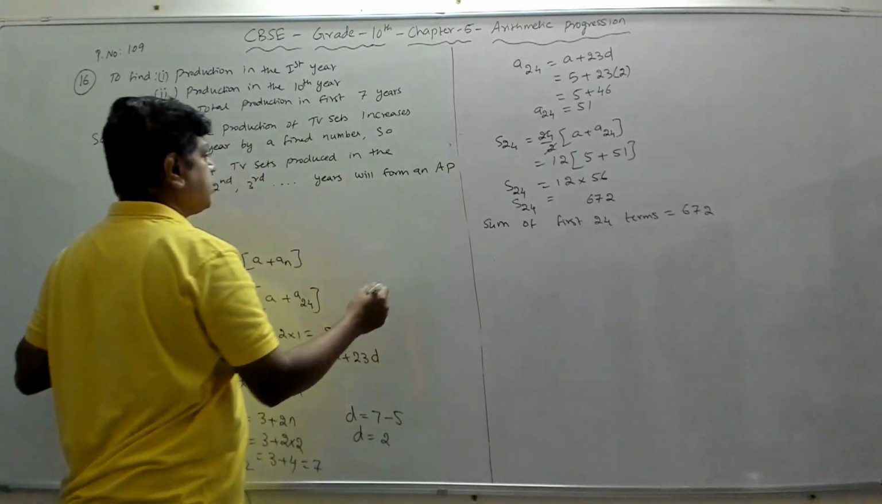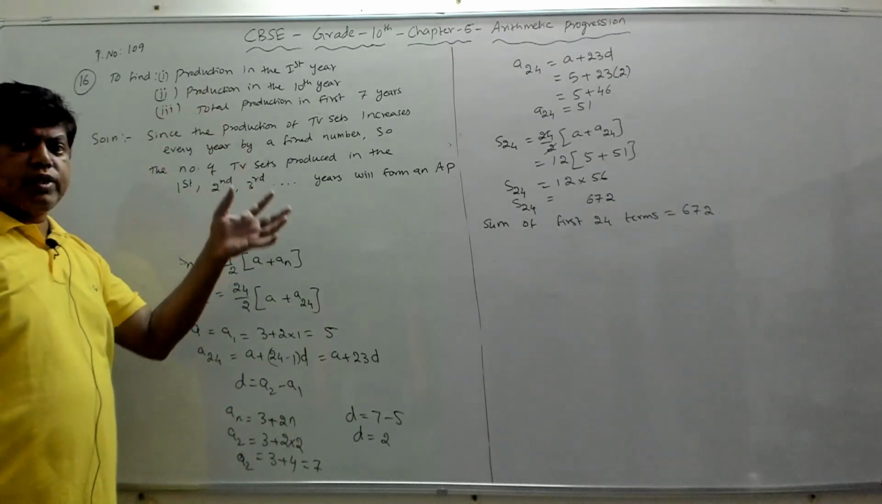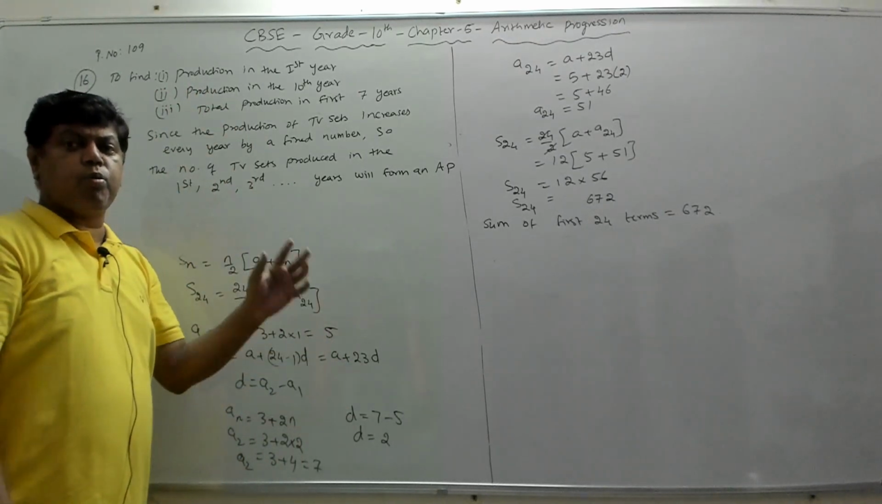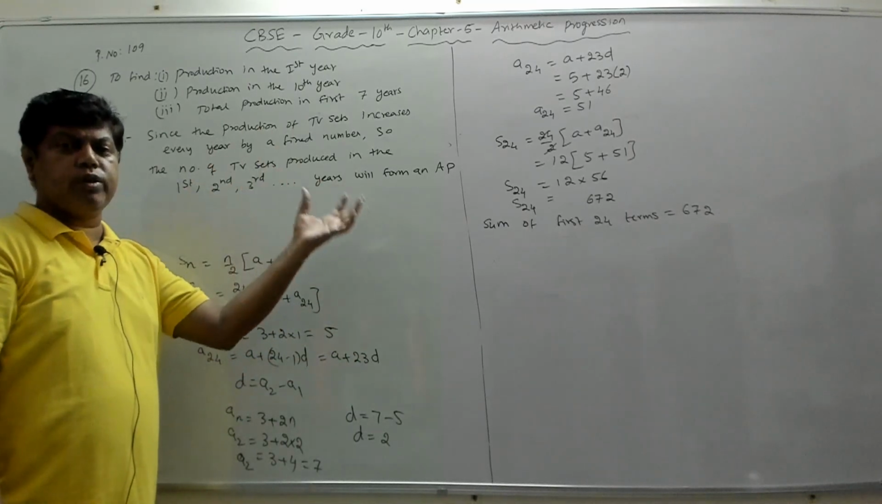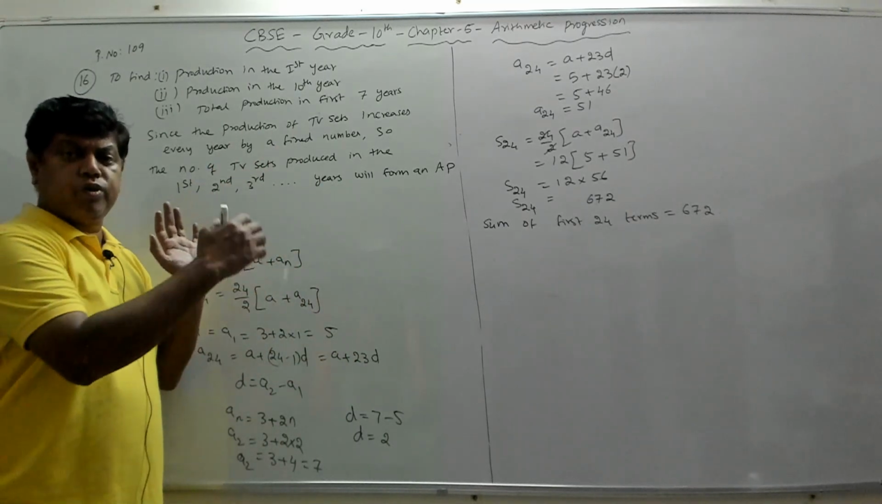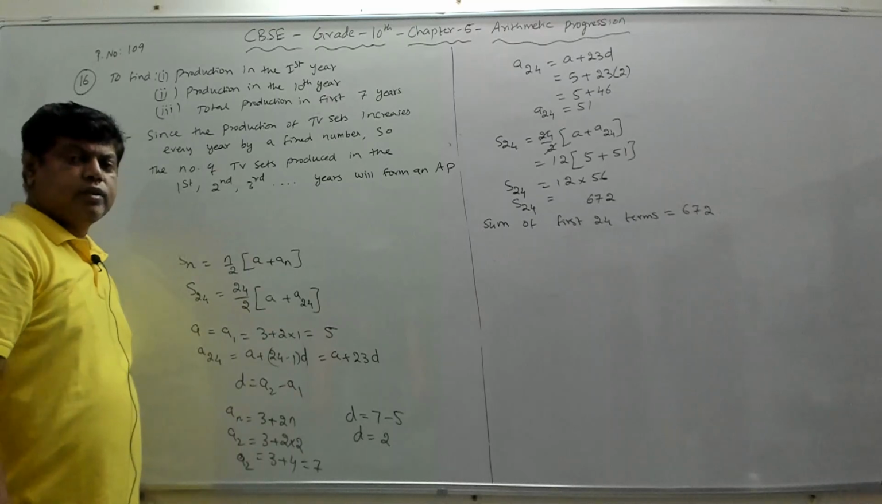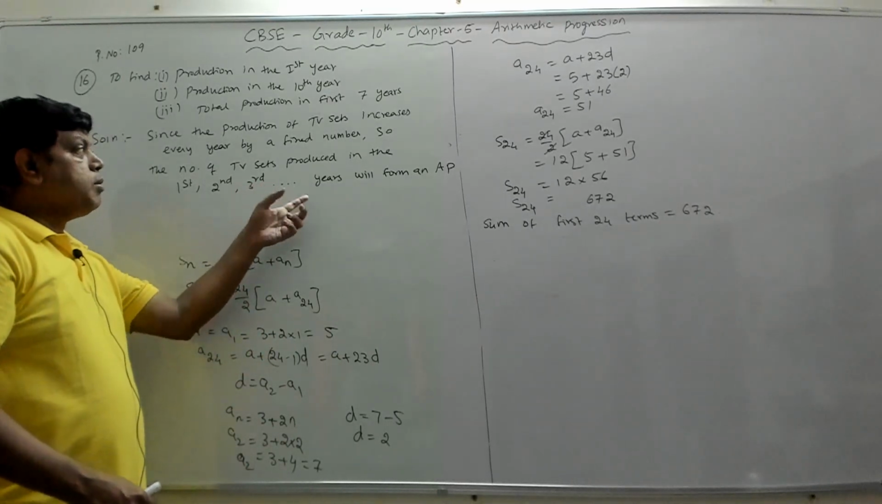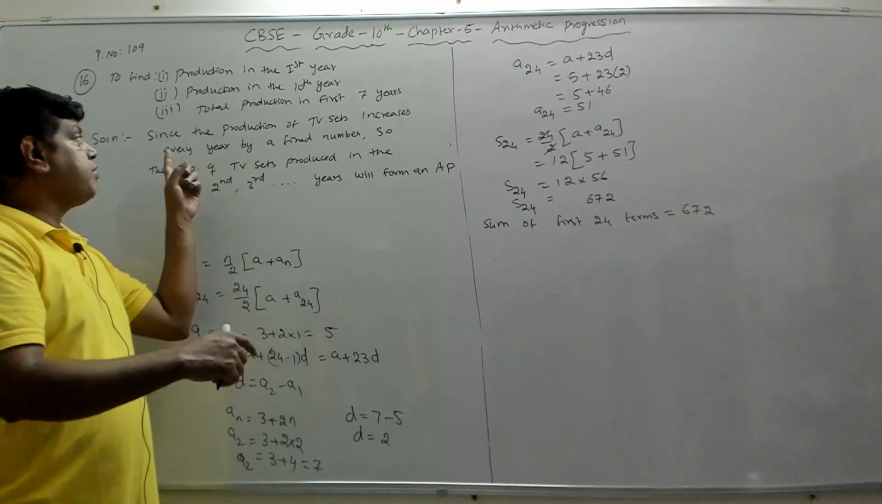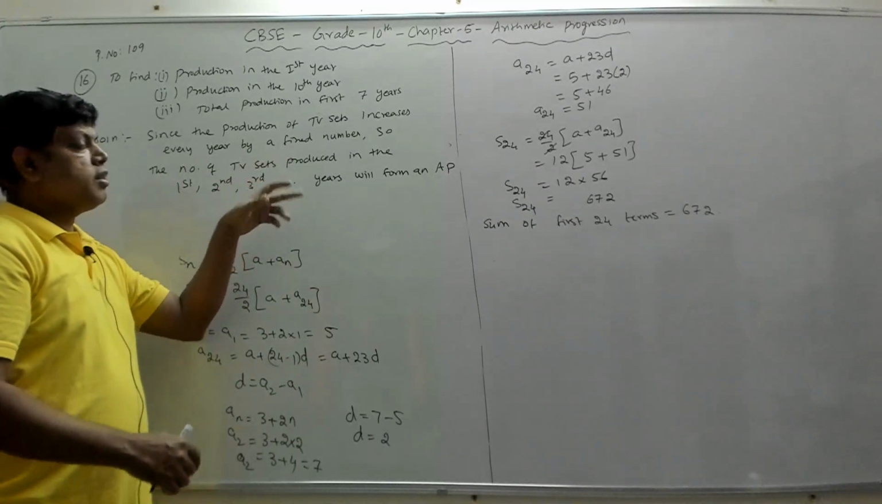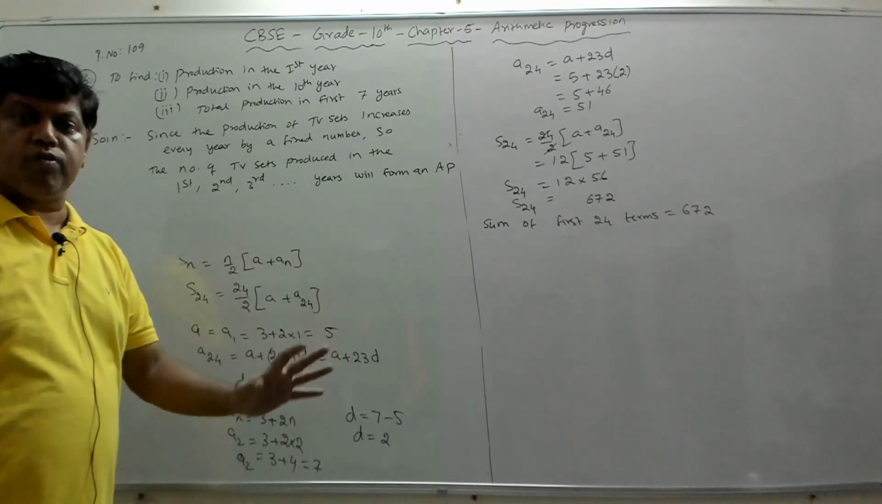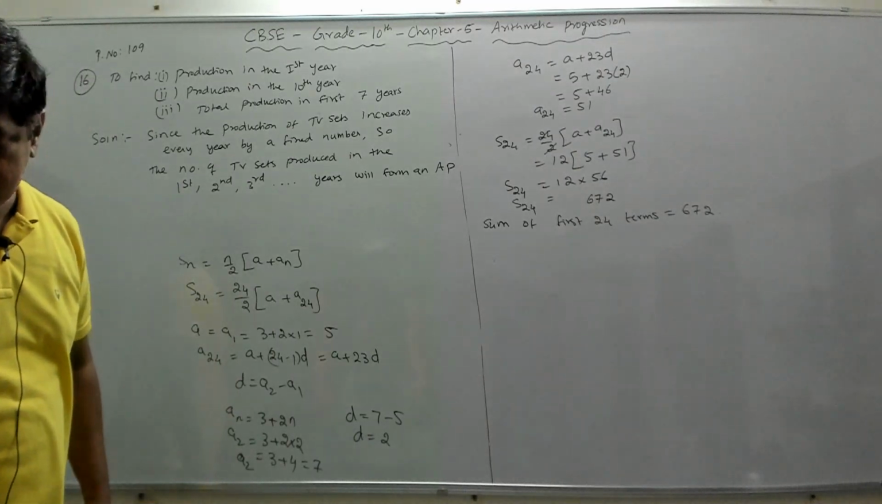So what does it mean? If you see the production in the first year, production in the second year, production in the third year, production in the fourth year, and so on, if you take that list of productions in each year, that will form an AP. Why? Because the production is increasing by a fixed number every year. Anything that increases by a fixed number every year will form an AP, an arithmetic progression.